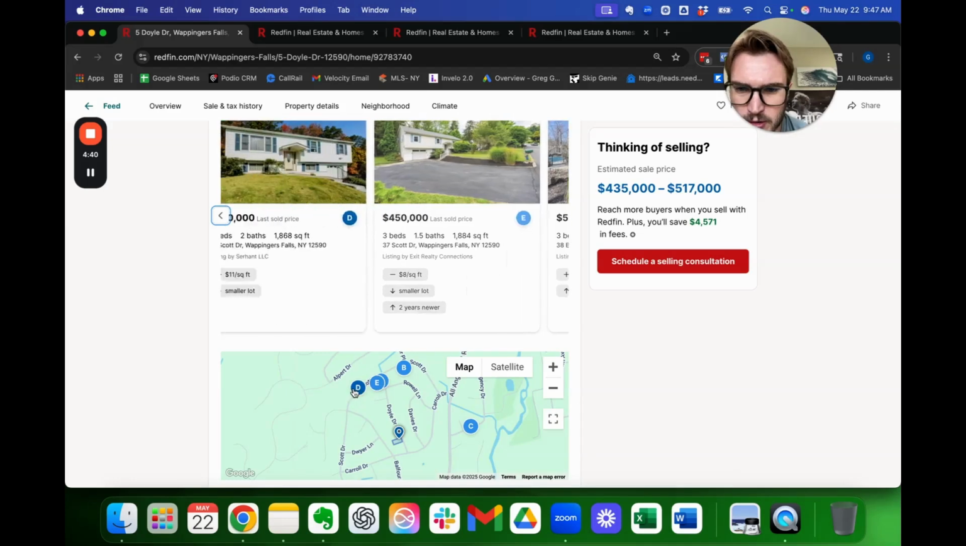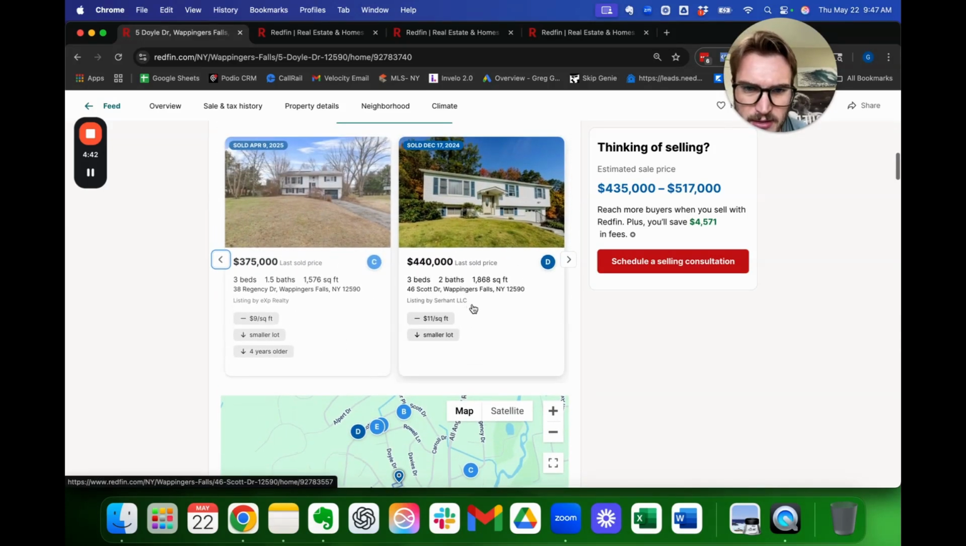Now, first thing we're going to do is look at comp D. So here's a 3-bed, 2-bath house that is 1,800 square feet. So this is similar to ours. This property on 46 Scott Drive most likely wasn't renovated.